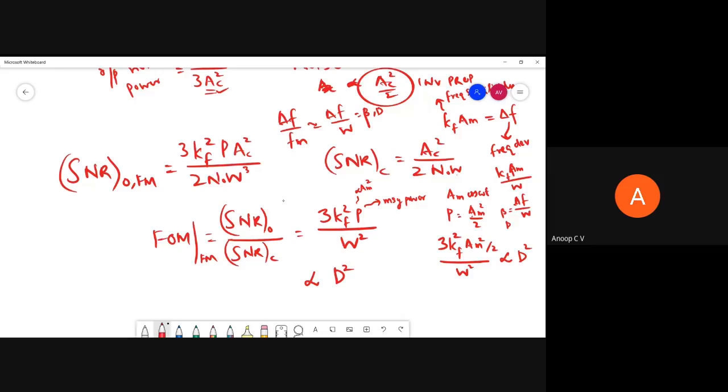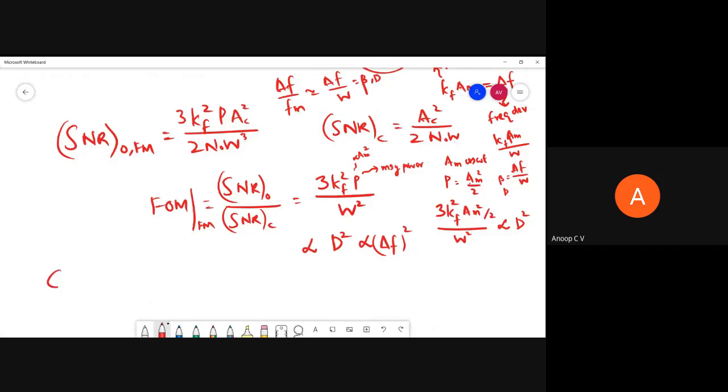This is proportional to d square, or this is proportional to delta f square. What does that mean? If you remember by Carson's rule, the bandwidth is approximately equal to 2 times delta f into 1 plus 1 by beta. So bandwidth is proportional to delta f. If delta f is more, bandwidth will be more. If bandwidth is more, noise performance is better.